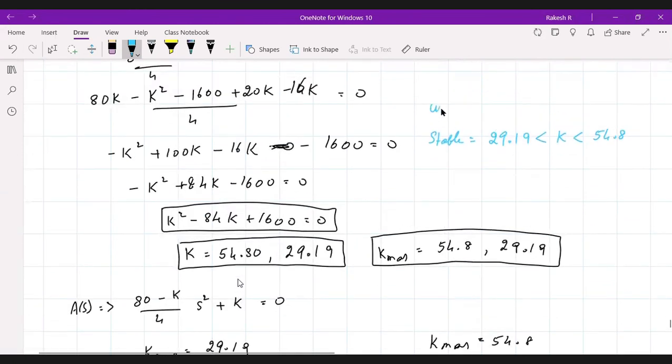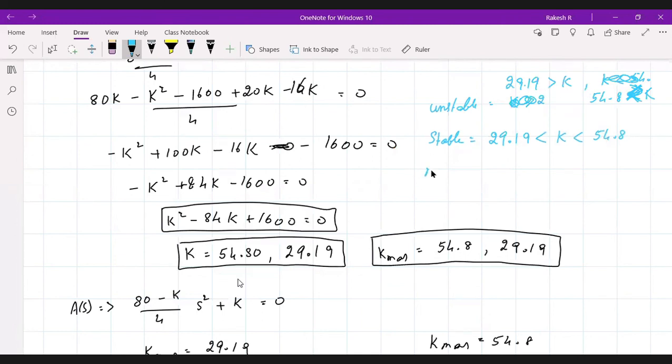Now for unstable, the k value should be less than 29.19, and the k value should be greater than 54.8. Sorry, this is wrong. Yeah, the k value should be greater than this and it should be less than this. Other way around. It's like this. Yes, sir. Then the system is unstable.